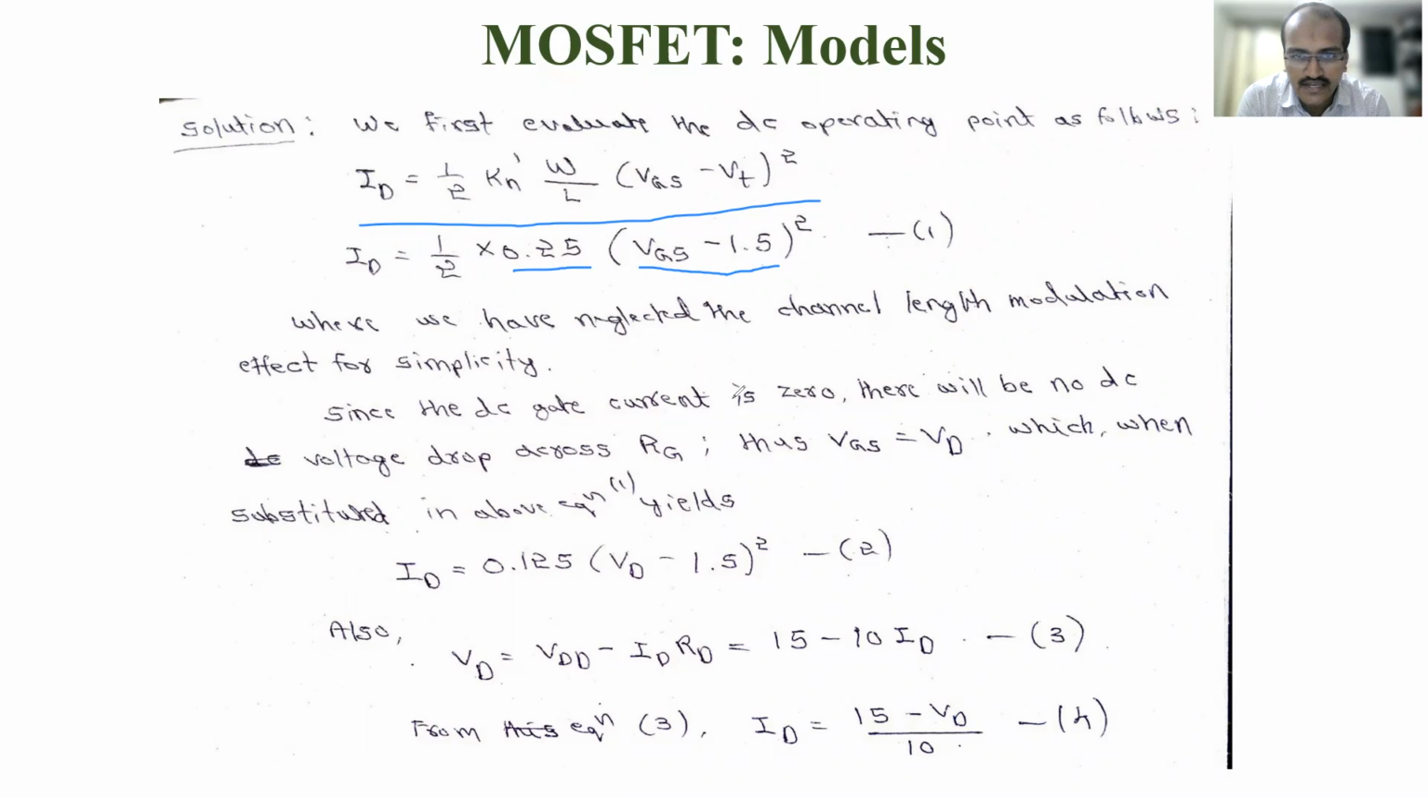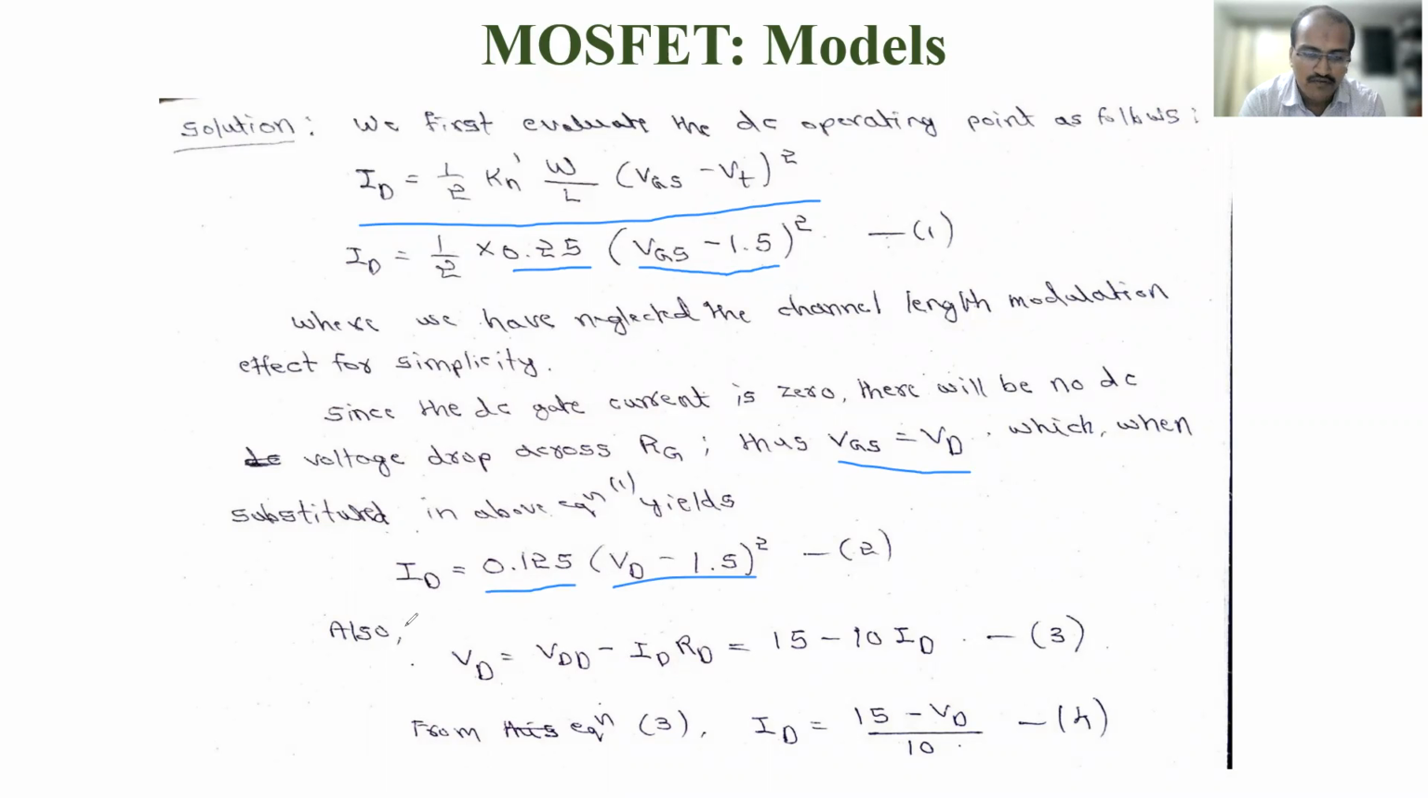Next, since the DC gate current is 0, there will be no DC voltage drop across RG, because we are using a gate to drain feedback arrangement. Because of that, wherever VGS is there, I can substitute VD. In this arrangement, there is no source side resistor connected either. So VGS is equal to VDS, which is equal to VD. The same thing we can substitute in equation 1. When we substitute that, 0.25 by 2 is written here, 0.125, then VGS replaced with VD, so VD minus 1.5 whole square. Make it equation number 2.